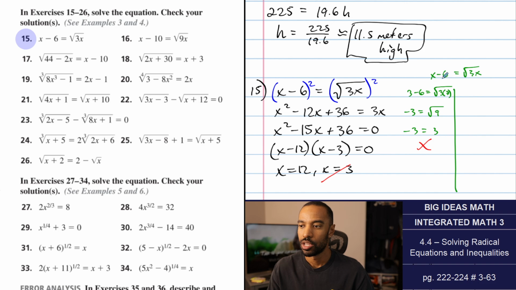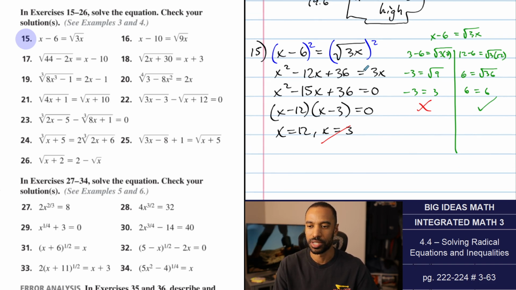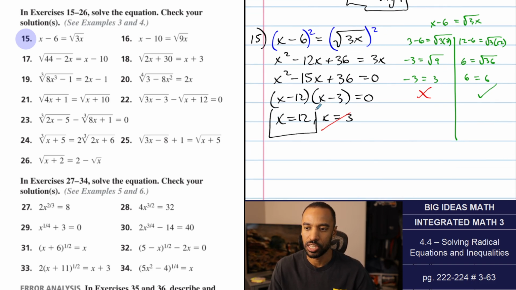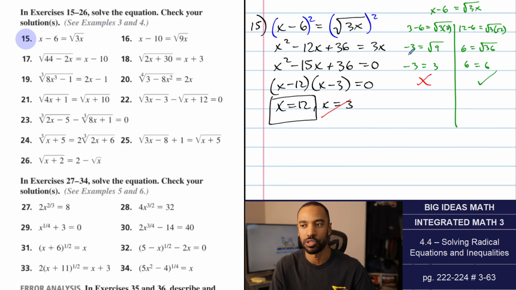3 is extraneous. 12 minus 6 equals square root of 3 times 12. That's 6 equals square root of 36, or 6 equals 6. That one checks out. So there's only one solution to this, and it's x equals 12, whereas x equals 3 was extraneous. It's a solution to this portion of the quadratic, but not this portion here prior to squaring.